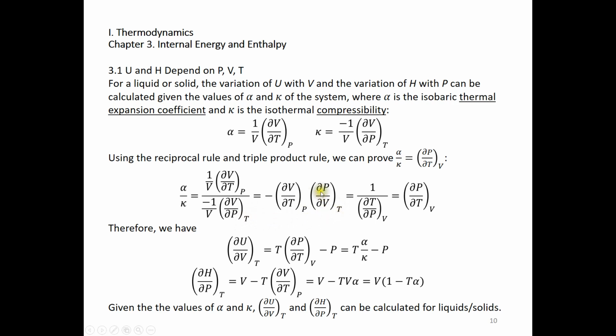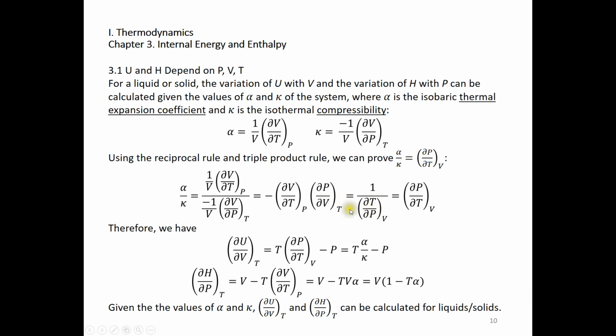And there's also a triple product rule. Alright, if you look at three variables, you just write it down. V over T, and then P over V, and then T over P. So the product of these three derivatives should be -1. I think you can find the proof of this reciprocal rule and triple product rule on the wiki page of the triple product rule. Alright, you can see the derivation. But right now we'll just use this triple product rule.